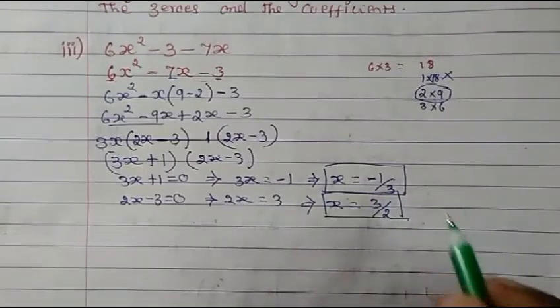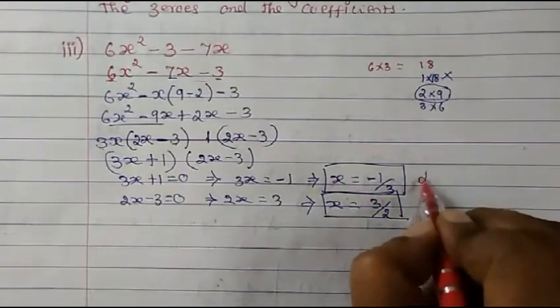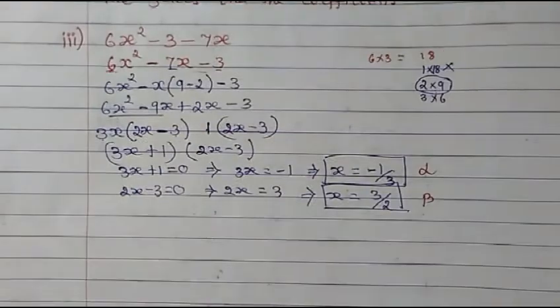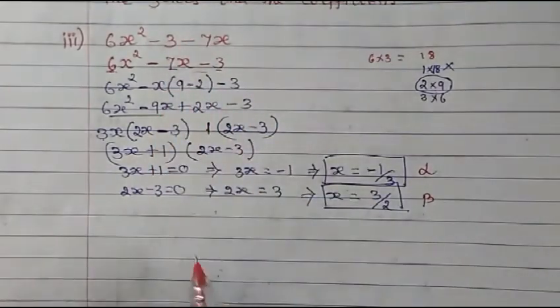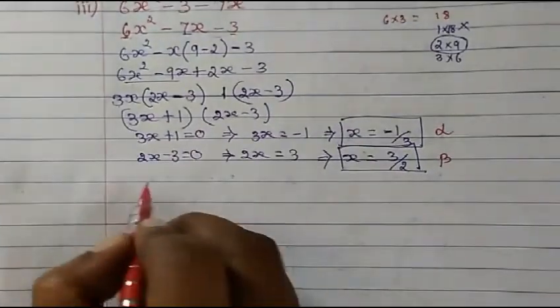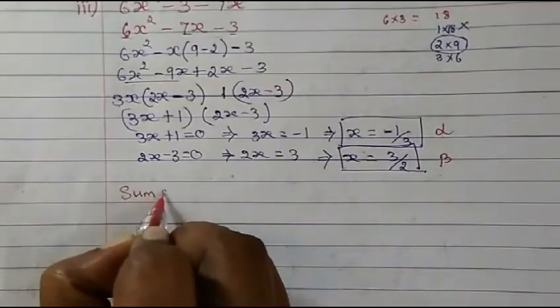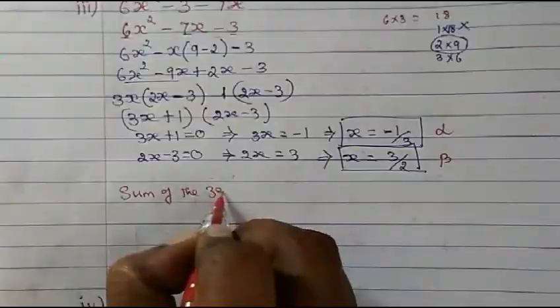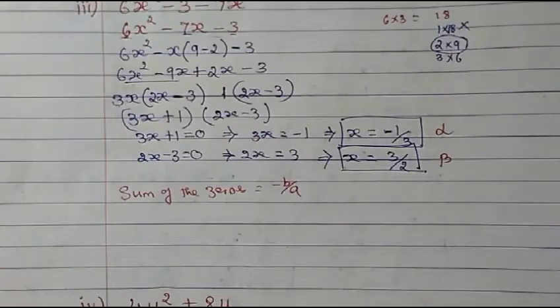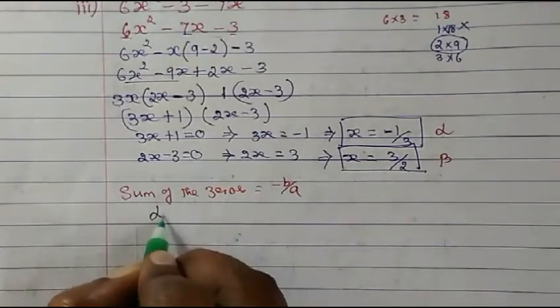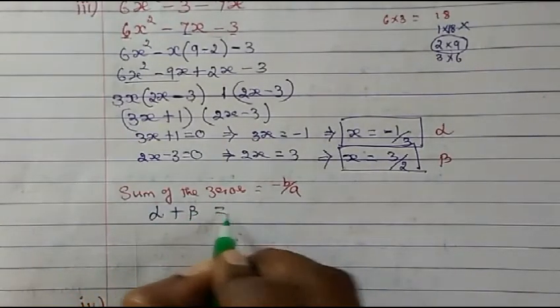Then we get, so this is alpha and this is beta. So now let's find out the relationship between the zeros and the coefficients. So we have to find out the sum of the zeros equal to minus b upon a. So sum of the zeros is alpha plus beta.